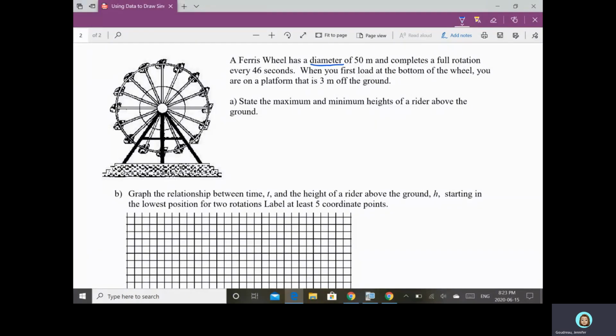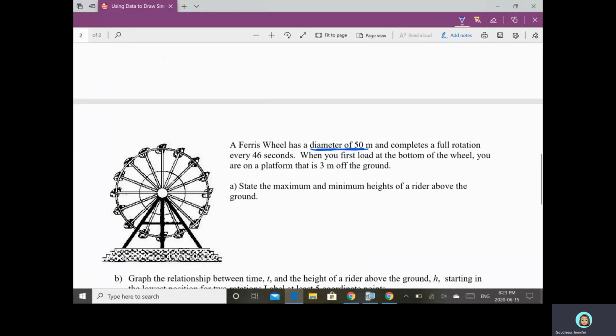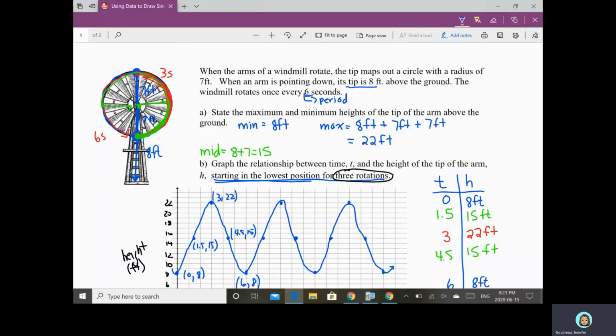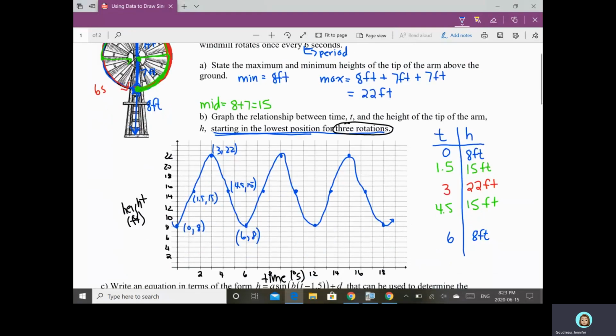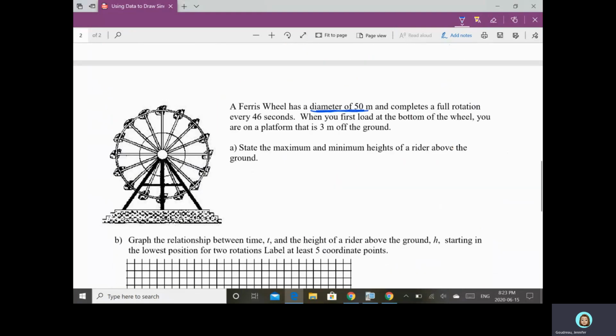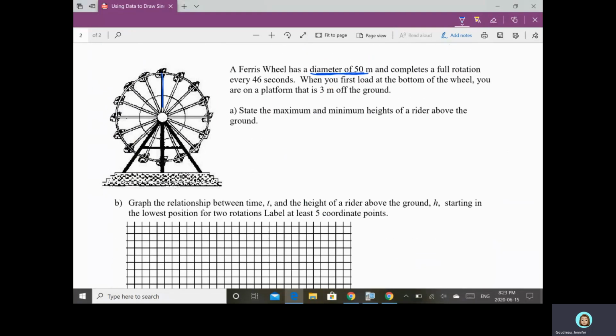Diameter of 50 meters. So we're going to sketch that diameter in again, and you'll notice we did this on this question too. We often draw, or almost always draw, our radius or our diameter vertically. It just makes it much easier to determine the maximum and minimum heights when we do that. So I'm going to do the same thing in this one here, and I'm going to draw the diameter right here. We know that that is 50 meters.